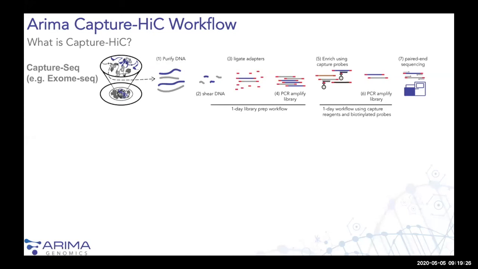the exome, for example, and then you can capture those hybridized molecules using streptavidin beads and enrich your genomic DNA library for the sequences that you want to capture, like the exome. Then you amplify and then you sequence. So that's a typical capture sequencing protocol.